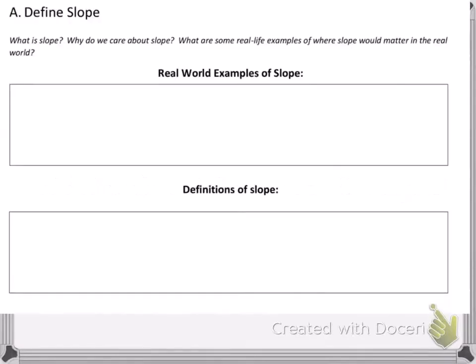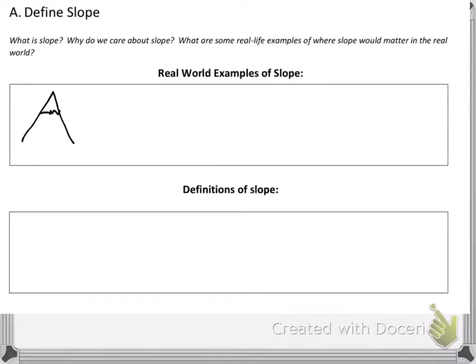Studies have shown that if you connect new information to existing information that you already have in your brain, then you are more likely to retain it. So I invite you to pause this video, take a few minutes, and brainstorm some real-world examples that are meaningful to you of slope. For example, you might think of a mountain.